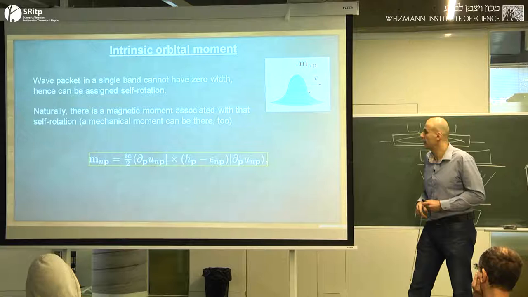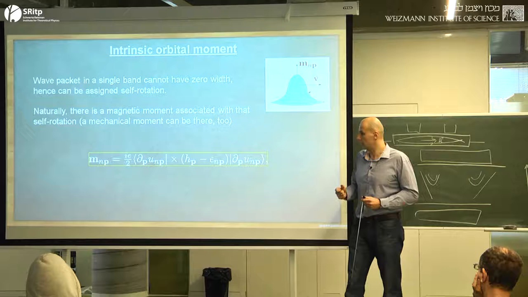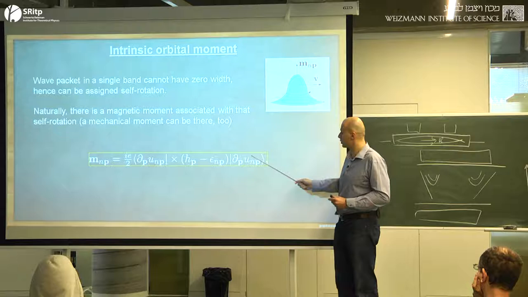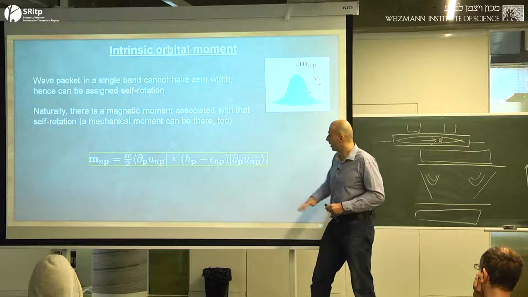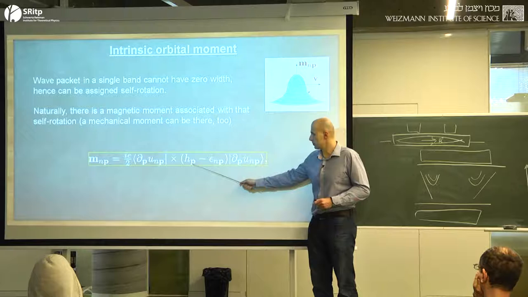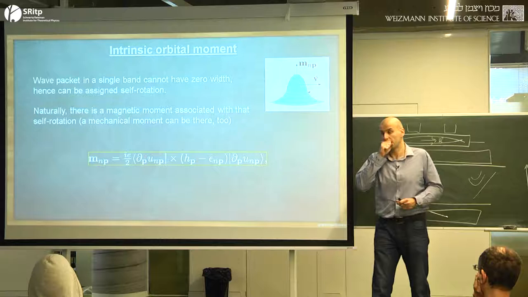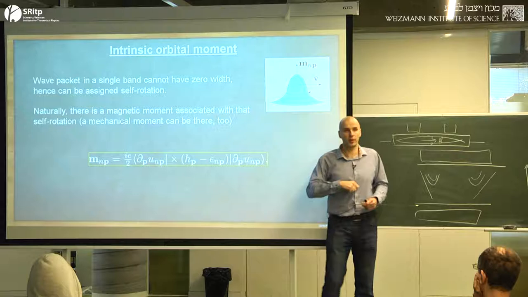There is actually an expression for this intrinsic magnetic moment of the electron that involves the wave functions of your electron in that given band. It looks very much like Berry curvature if you forget about one factor, which is the difference between the Bloch Hamiltonian and the energy in the band that you're considering. You can show that for a two-band system, the magnetic moment can be expressed through Berry curvature. For a multi-band system, in general, they're just different things.